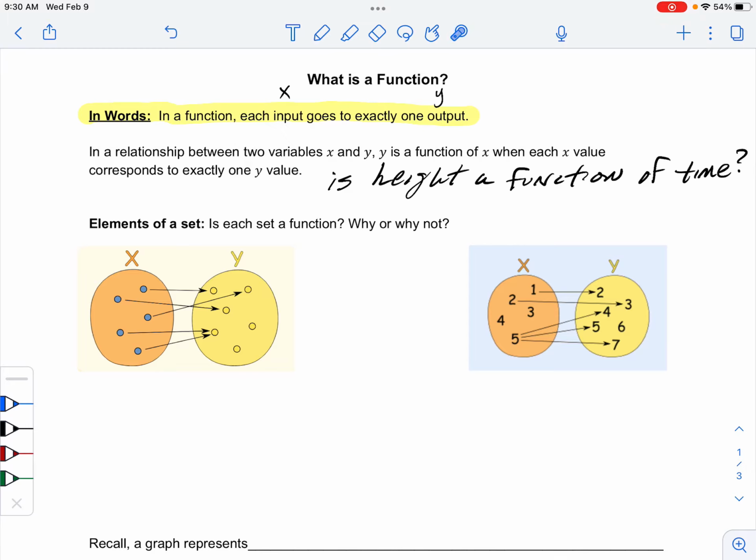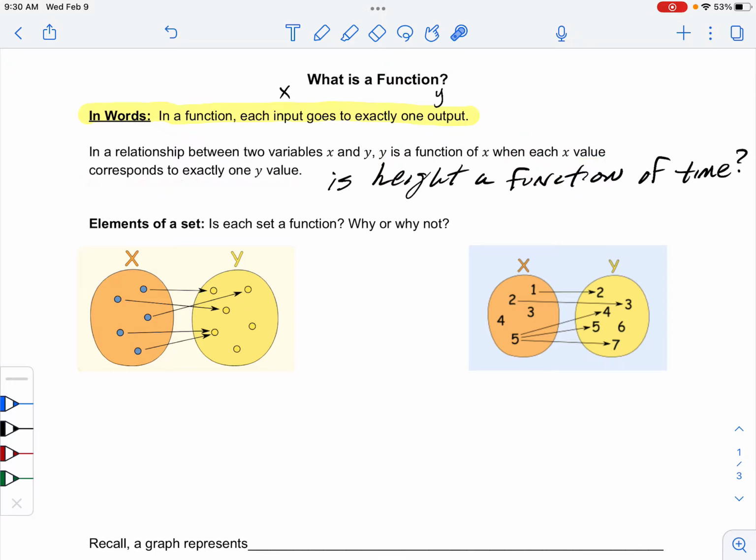You may see a more complex definition that looks a little bit like this. A relationship between two variables x and y is a function of x when each value of x goes to exactly one y. In our more simple definition, we just focus on this part: each x corresponds to exactly one y.